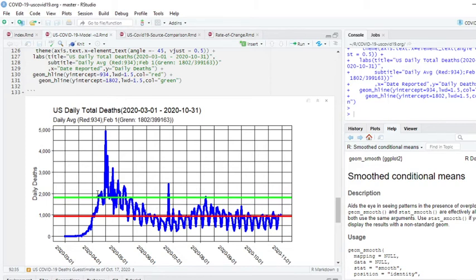The red line is the average per day we have to have, at 1,802 deaths a day, to reach 398,163 by February 1st, 2021. The green line. Look at all the days when we're underneath this line. That's why I think their numbers are off.